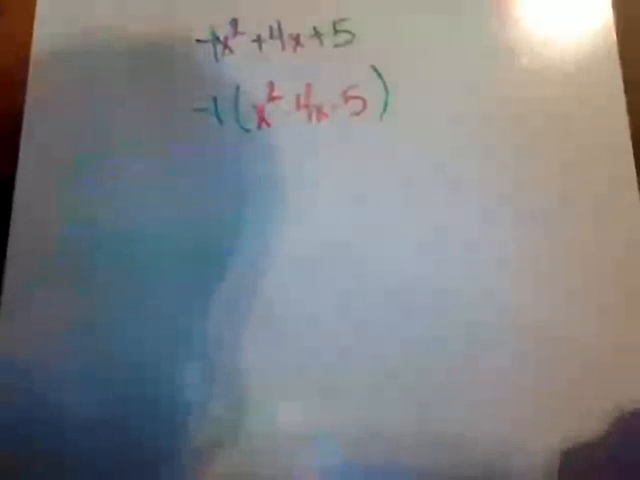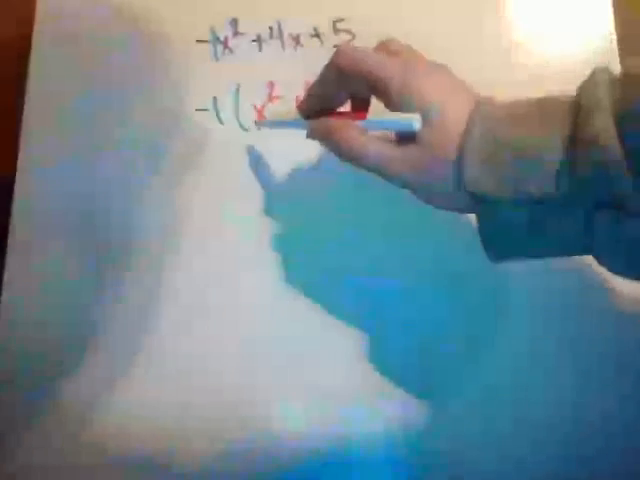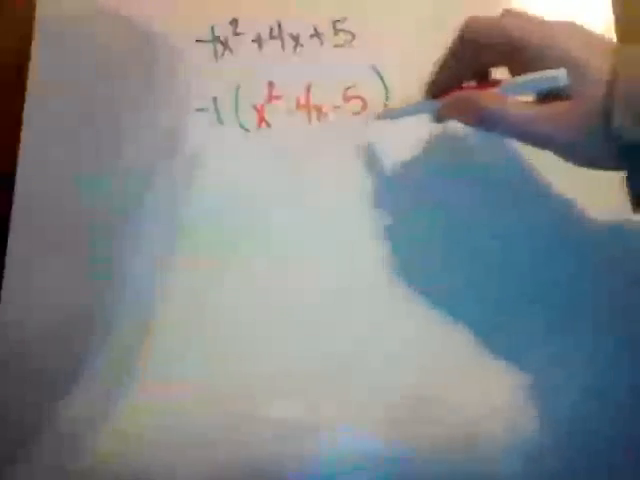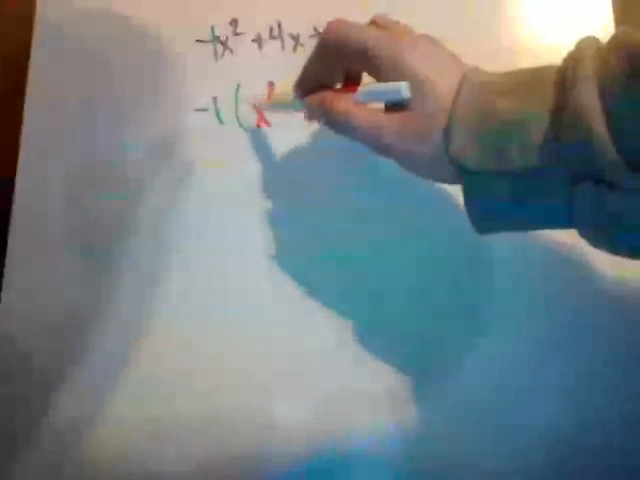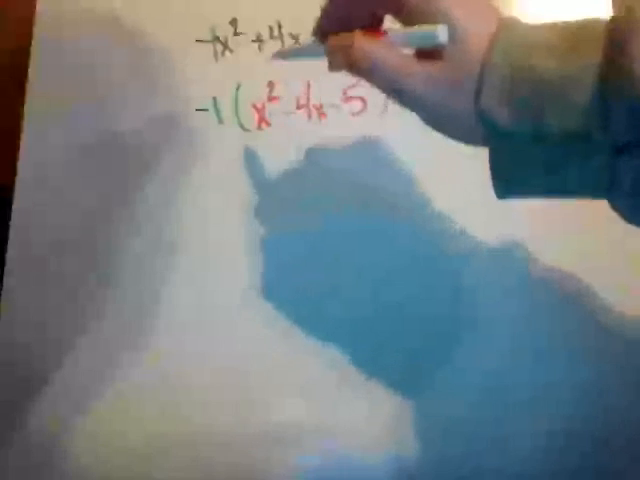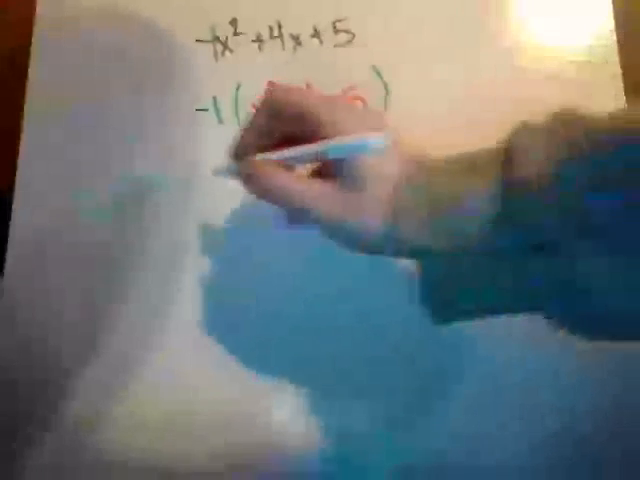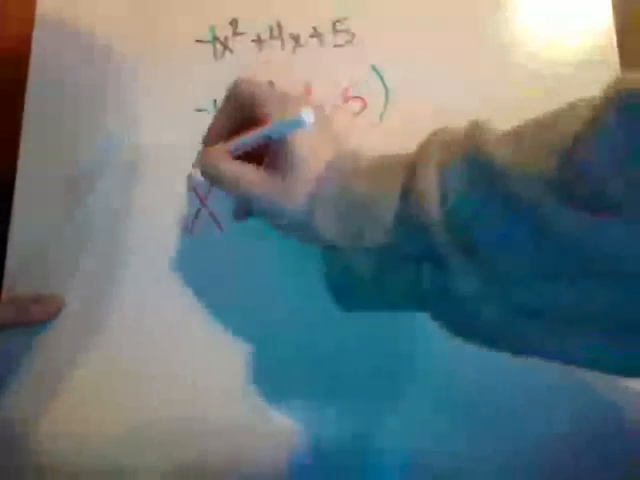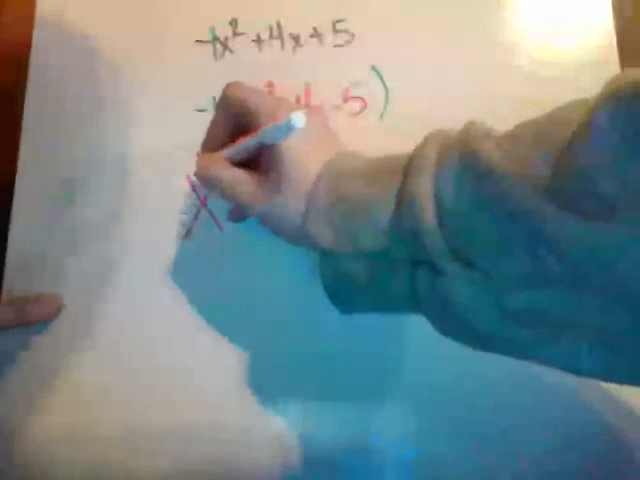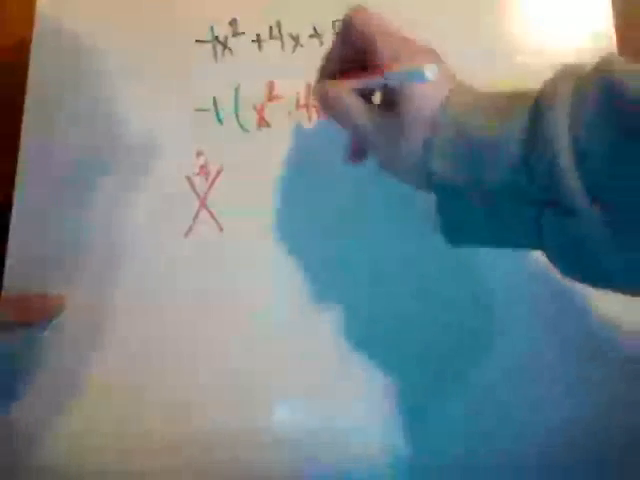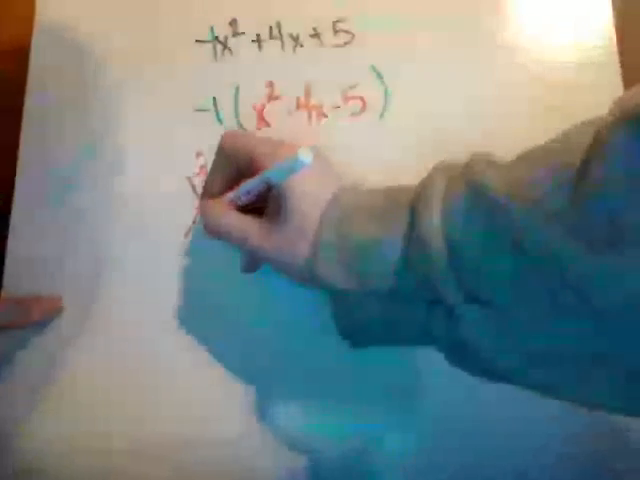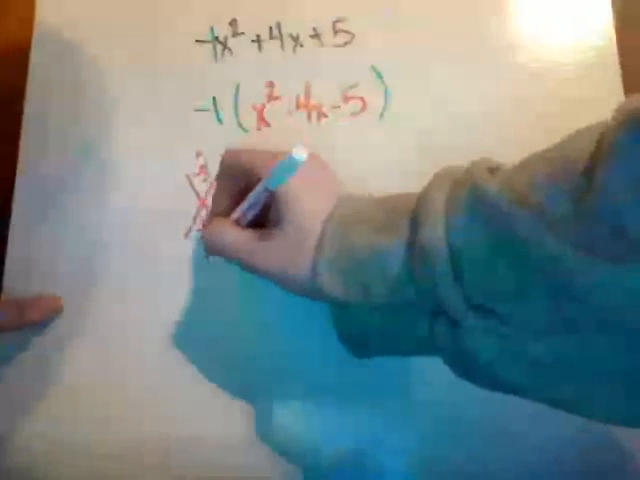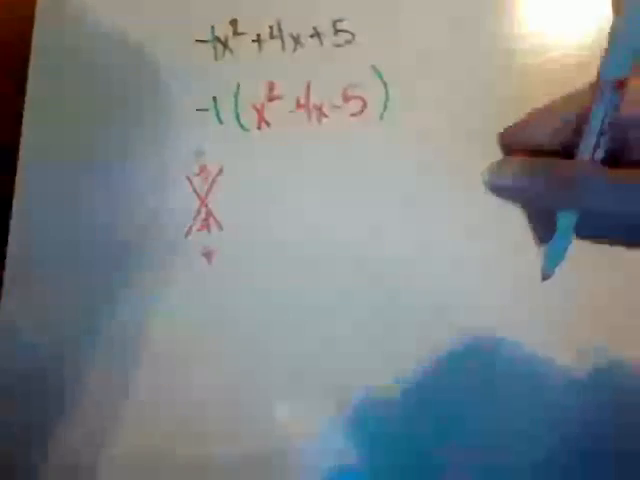From here, we are going to factor what's inside our parentheses. Notice this time we have a leading coefficient of positive 1, a positive x squared. When I'm factoring this, I'm going to use my x method. I have our negative 5, so we need two numbers that multiply to make negative 5. The negative 4 goes on the bottom, and we're looking for two numbers that add to make negative 4.